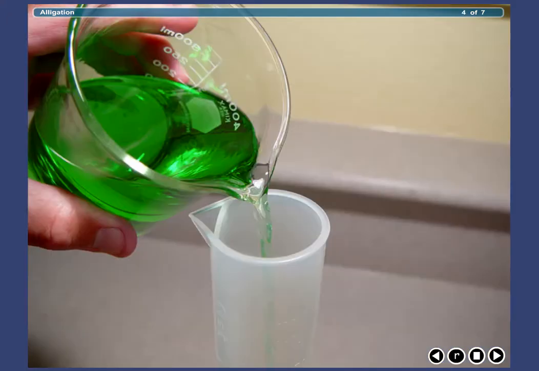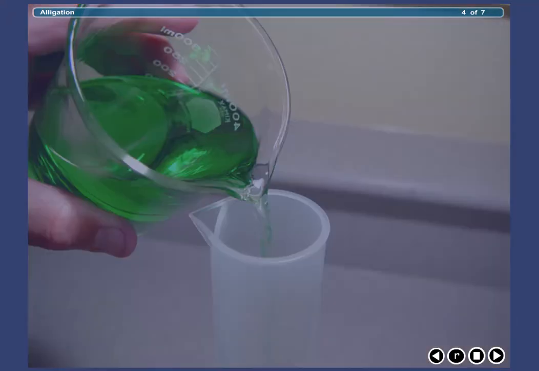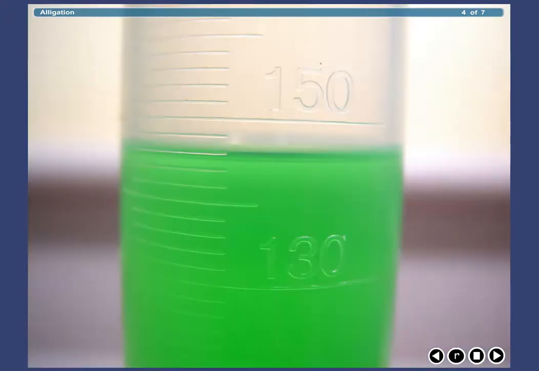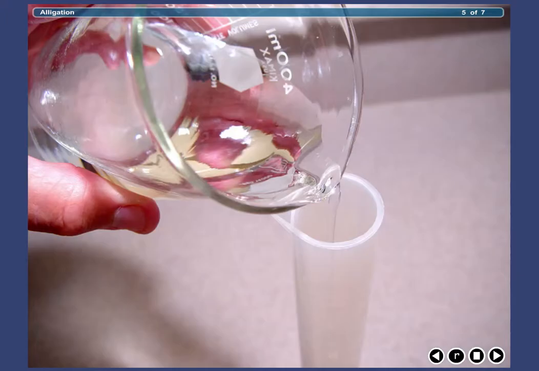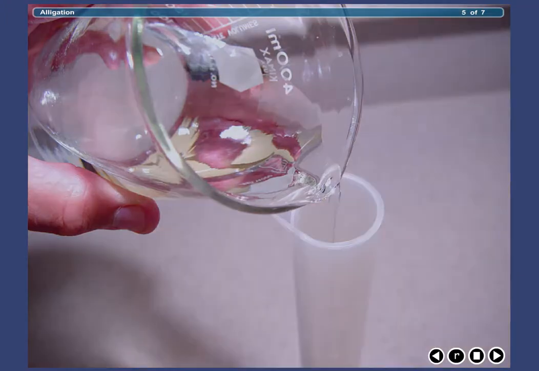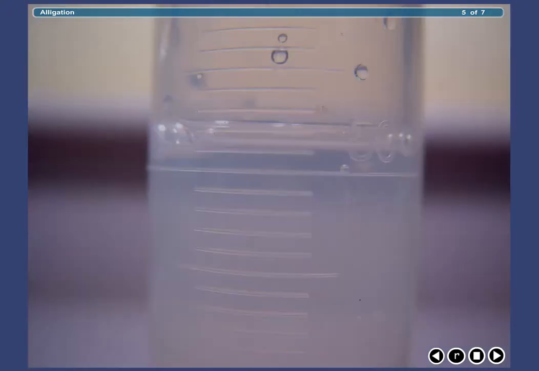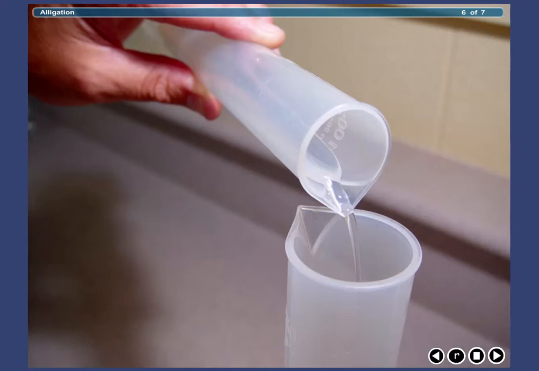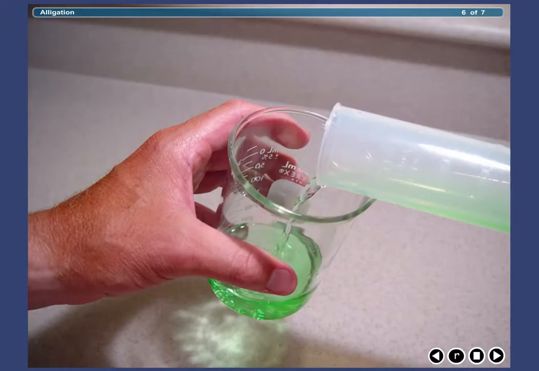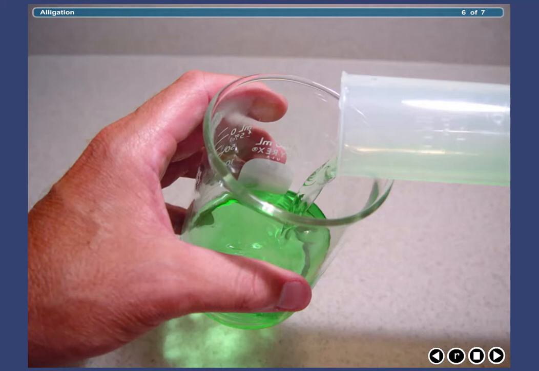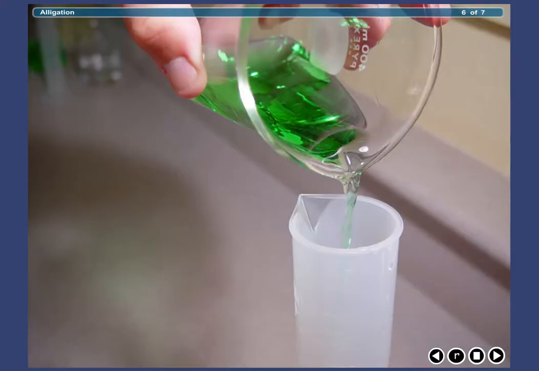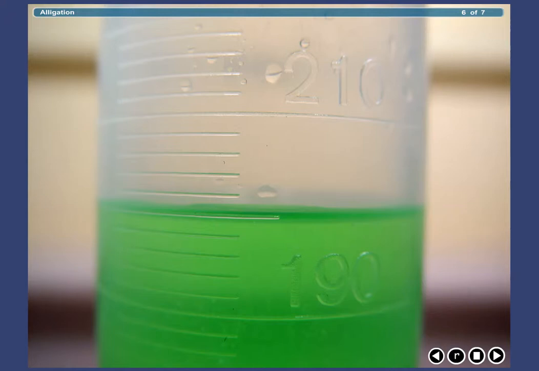Procedurally, we now measure 148 milliliters of 95% ethyl alcohol in a graduated cylinder. Next, we accurately measure 52 milliliters of distilled water. These two components are then combined by adding the distilled water component to the 95% ethyl alcohol and then mixing them thoroughly by transferring the solution back and forth from the graduated cylinder to a beaker until the mixture is homogeneous.